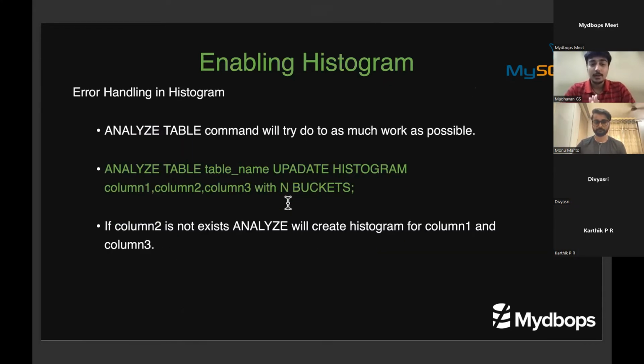Error handling. Suppose the table has 5 columns and we need to create a histogram for 3 columns, and we have mistakenly specified column 2 wrongly. Then the analyze will not fail to create the histogram for the rest of the columns. It will try to do as much work as possible and create the histogram stats for column 1 and column 3. It is a good feature in MySQL, the error handling when it comes to histograms.